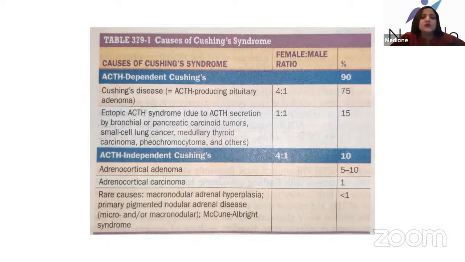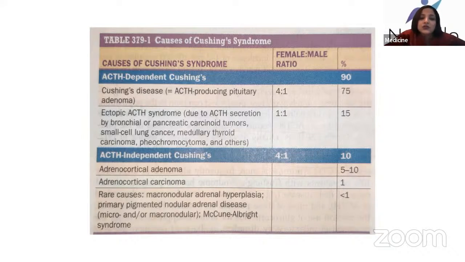Okay, and the other causes are ectopic ACTH production. It may be due to ACTH secretion from bronchial or pancreatic carcinoid tumors, from a small cell lung carcinoma or oat cell carcinoma, from a medullary thyroid carcinoma or pheochromocytoma, and others. So this is a very important slide, and you should never forget it. Okay, and the male to female ratio in ectopic ACTH syndrome is equal. It is 1:1. Then we come to ACTH independent Cushing's. In ACTH independent Cushing's, that means there is nothing wrong with the ACTH.